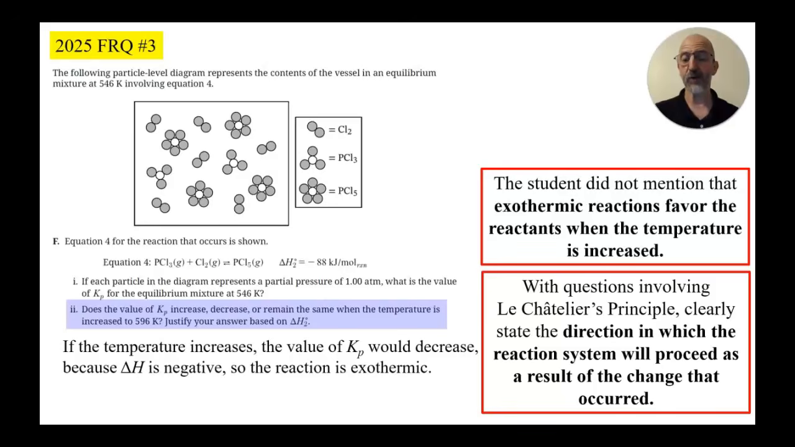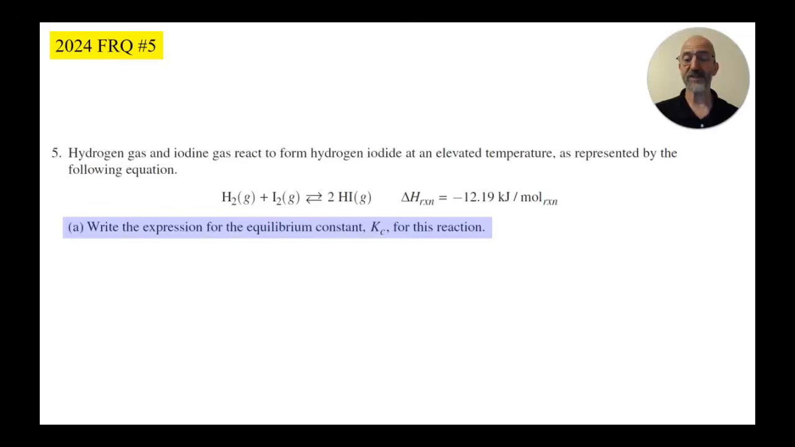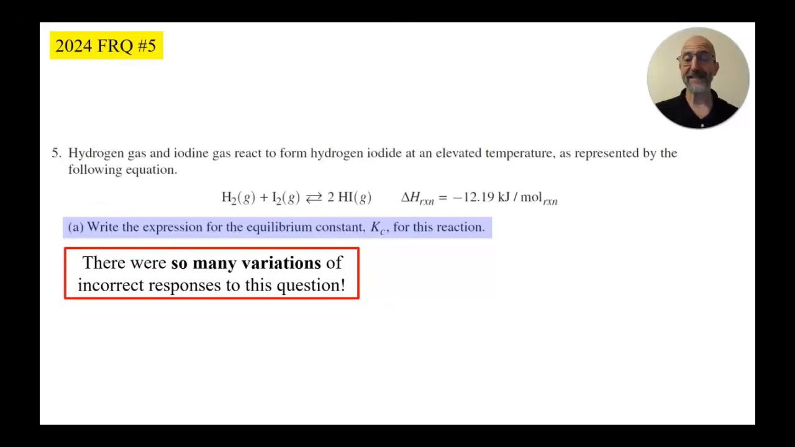So again, there's the correct answer. Exothermic reactions favor reactant formation at higher temperature, causing the value of Kp to decrease. Now, here is our next equilibrium question, and now we have to write a Kc, not a Ksp, but a Kc.